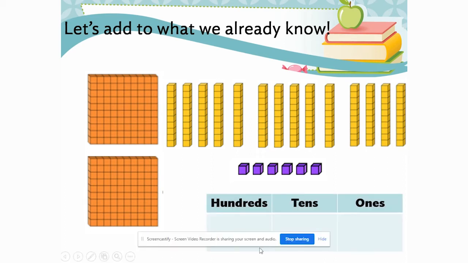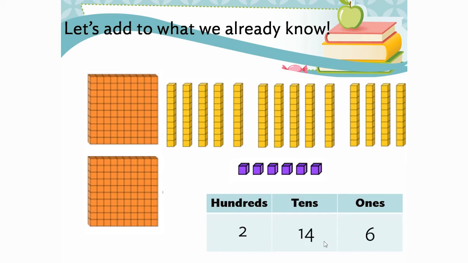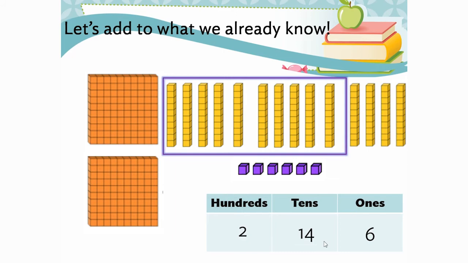Let's begin by counting our hundreds, tens, and ones. I notice that there are quite a few tens, but let's count first. I see that we have 2 hundreds, there are 14 groups of 10 and 6 ones. Man, that's a lot of 10s to count. So I noticed that we could group 10 of them together.